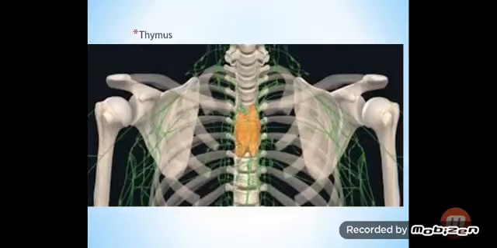It is in the mediastinum. It's located in the inferior mediastinum but may extend to the superior. It is pink, lobulated, and supplied by the inferior thyroid artery and internal thoracic artery. This is for the thymus gland.